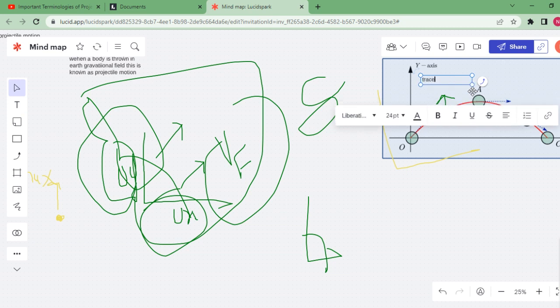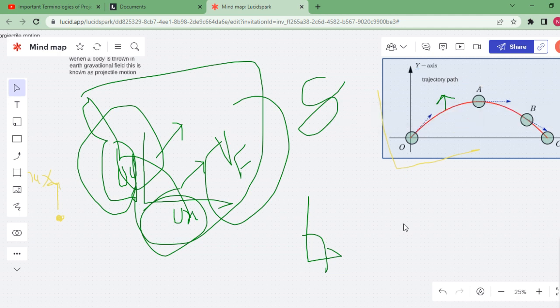Trajectory path. This is a trajectory path. So yeah, this is a basic concept about projectile motion.